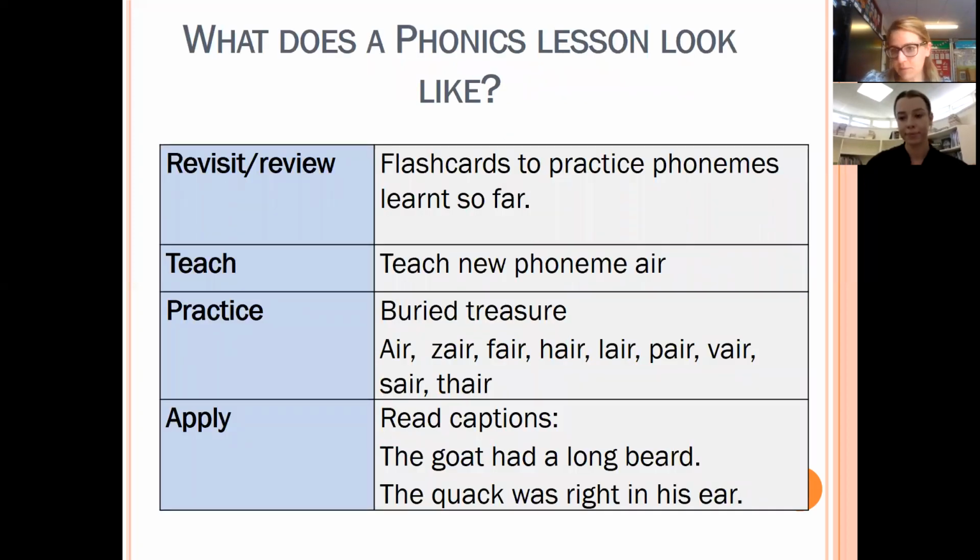A phonics lesson would happen every day in school. They normally last about 20 minutes. A typical phonics lesson would start with a revisit or review where you'd recap all of the sounds that you'd learned so far. You would then teach them their new phoneme and the grapheme that represents it. You would then put that into practice by sharing words with them that use that phoneme, or asking them to come up with words that they think might use that phoneme. And then at the end of the lesson, they have a chance to apply it by reading or writing captions or sentences that use the new sound that they have learnt that day.